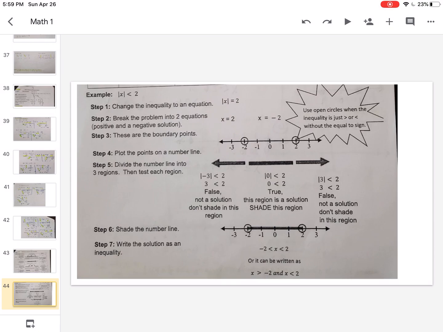Step 3, these are the boundary points. Okay, so we circled -2 and 2. Plot the points on a number line. Okay, so we have -2 going one direction, 2 going another direction, and then you have the middle part. Okay. Step 6, shade the number line. Okay, so you shade it in between. So -2 is less than x. X is less than 2. Or it can be written as x is greater than -2 and x is less than 2.